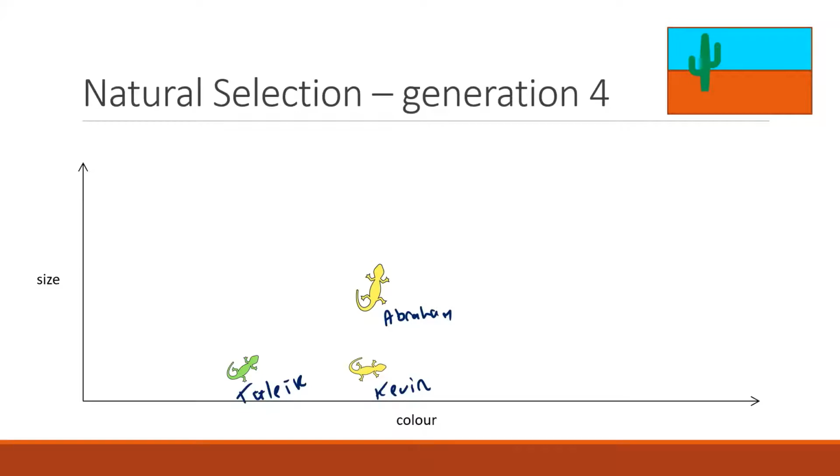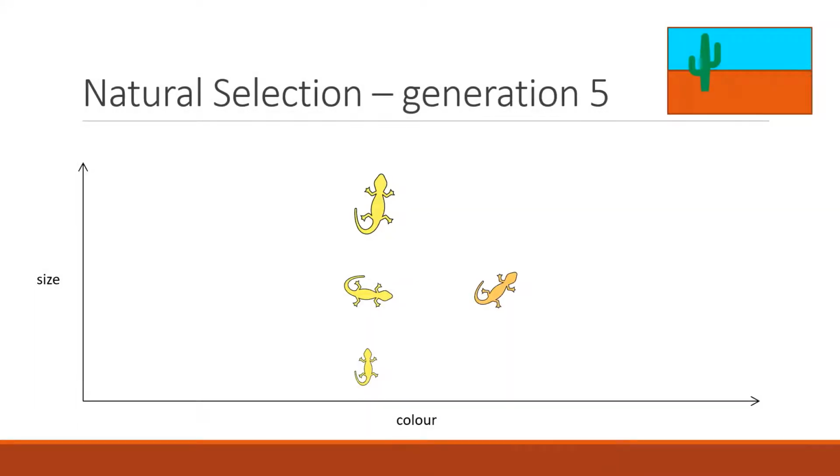But that's generation 4. Let's fast forward. Oh, okay. Well, again, this happened. Now there are not as many bright green lizards, so I guess it's easy to see a green lizard if there are no more lizards around. So it looks like Talik, we lose another brave soul in this experiment. Now we've got another generation here, with an even brighter orange colored lizard.